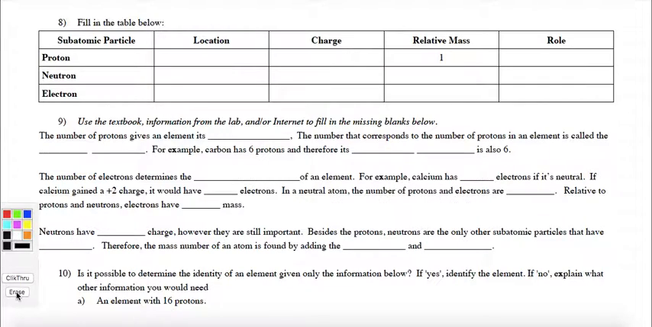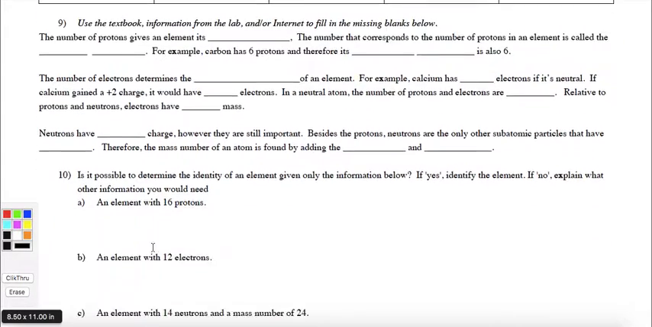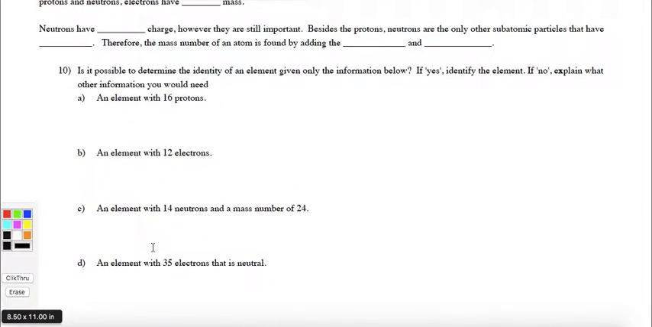All right, I'm going to erase that. Go ahead and move this up to the very bottom part. And go through question number 10, which is also another really excellent kind of quiz or test question you could see, is based on the information given, could you tell if it's an element or not? Is it possible to determine the identity of the element given the information below? Yes, identify the element. No, figure out what else you would need in order to figure this out.